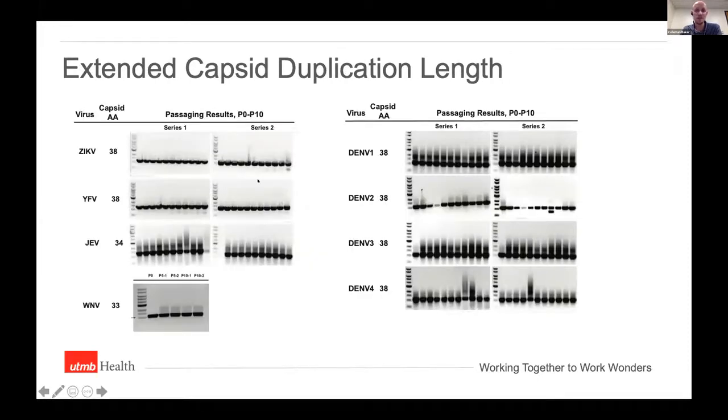If you increase that duplication size to 38, as shown here, for both Zika and yellow fever, you get very consistent band sizes out to P10, indicating that we've stabilized the virus significantly versus its C25 counterpart. And this is also true for all the viruses shown here: Zika, yellow fever, Japanese encephalitis, West Nile virus, which is reported slightly differently, but these last two bands here are the P10 bands compared to the P0 here, and then all four serotypes of dengue virus.